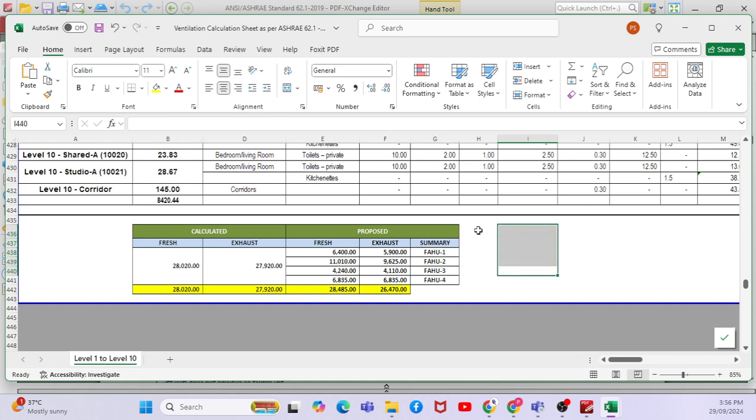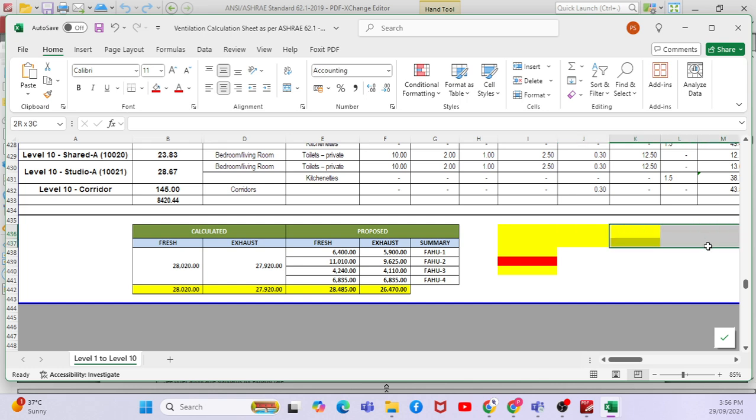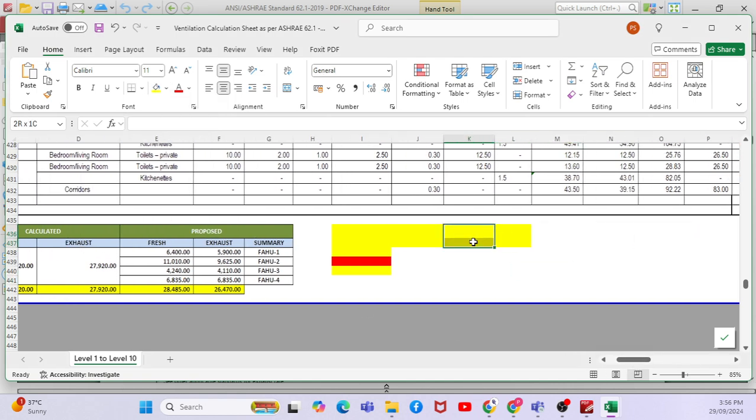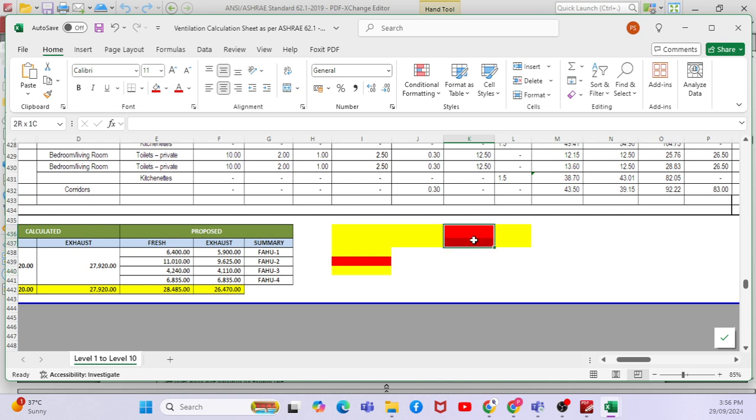Assume that I have an L-shaped building. I cannot provide one FHU to serve all the spaces, right? So I will go with one FHU here, and it will serve the spaces within that area. Then I will go with another FHU for, say, this particular space. Then I will go with another FHU and serve the next area.